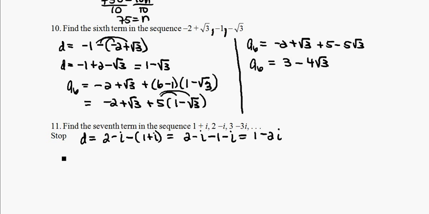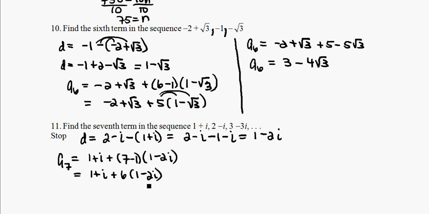So the question is, what is the 7th term? Well, the 7th term is equal to the first term, 1 plus i, plus 7 minus 1 times the common difference of 1 minus 2i. I get 1 plus i plus 6 times 1 minus 2i. I get 1 plus i, distributing the 6, I get 6 minus 12i. Adding like terms, adding the i terms and the constant terms, gives me 7 minus 11i.